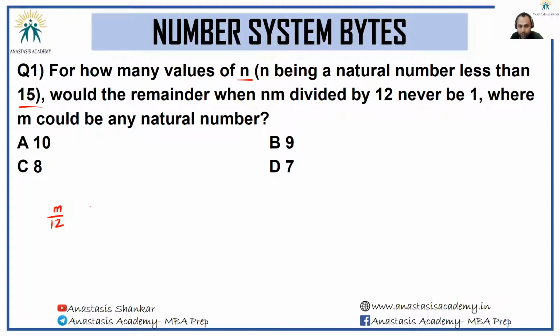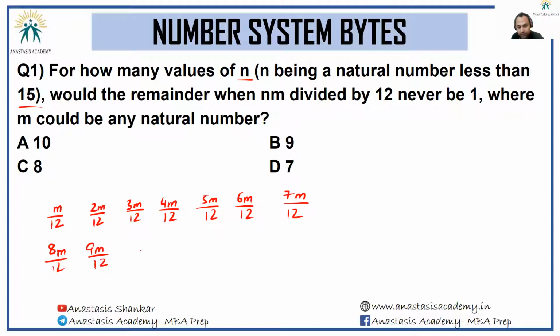Either you have m by 12, or 2m by 12, or 3m by 12, or 4m by 12, 5m by 12, 6m by 12, 7m by 12, 8m by 12, 9m by 12, 10m by 12, 11m by 12, 12m by 12, 13m by 12, and 14m by 12. This is what we are dealing with. These are the 14 cases.